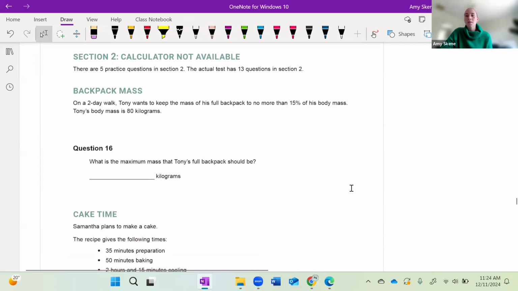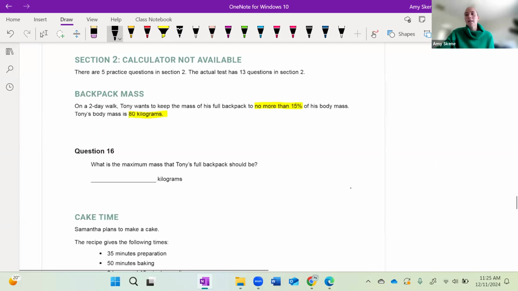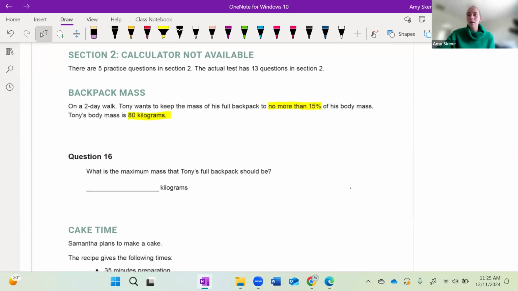Question 16, what is the maximum mass that Tony's full backpack should be? So I'm going to read the question. On a 2-day walk, Tony wants to keep the mass of his full backpack to no more than 15% of his body mass. Tony's body mass is 80 kilograms and he wants no more than 15% of that body mass. So to be able to calculate what he wants no more than, we technically need to find 15% of 80 kilograms. To be able to do that, there are 2 ways.